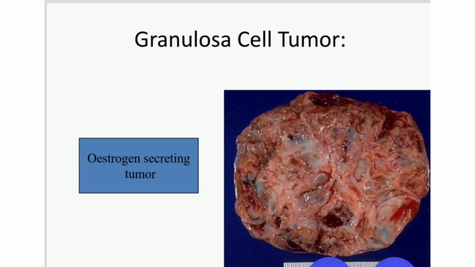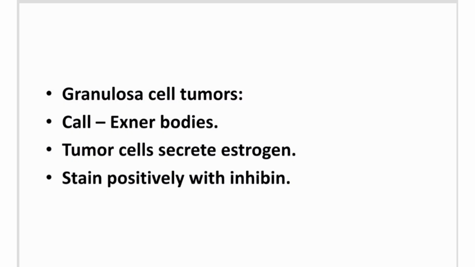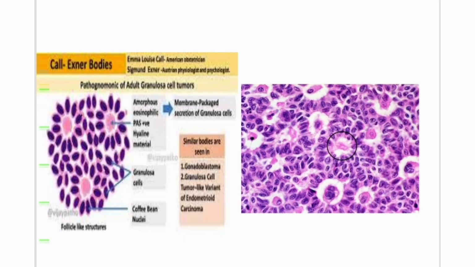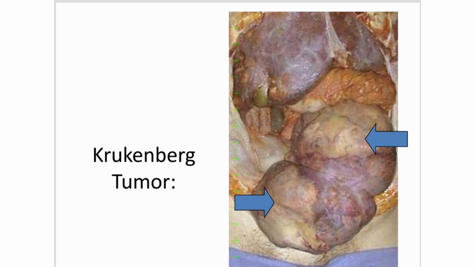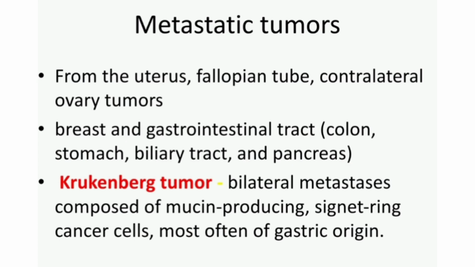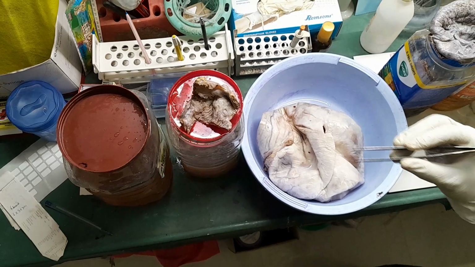Granulosa cell tumors are estrogen producing tumors. They stain positively with inhibin, and the tumor cells secrete estrogen. Call-Exner bodies are characteristic of granulosa cell tumor. Krukenberg tumors are bilateral metastatic tumors composed of mucin producing signet ring cancer cells. They are usually derived from the uterus, fallopian tubes, ovaries, breast or GIT, stomach.